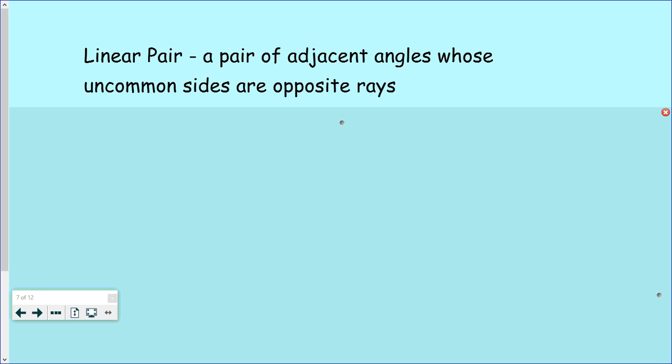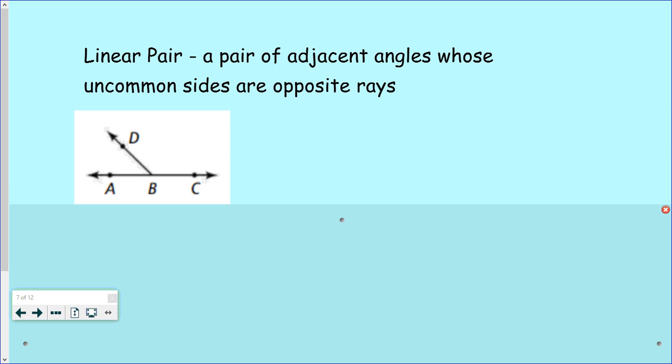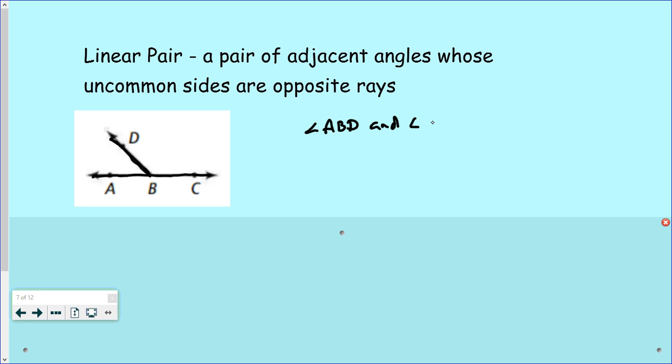Our last special type of angles are what we call a linear pair. A linear pair is a pair of adjacent angles whose uncommon sides are opposite rays. So I have adjacent angles, so they have to share a side. So here the two share side BD, and the two remaining sides are creating a line. So angle ABD and angle DBC are a linear pair.